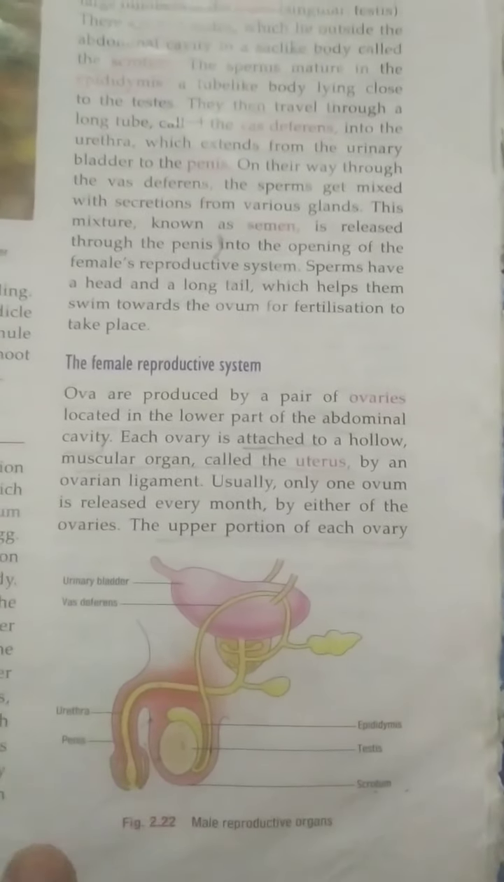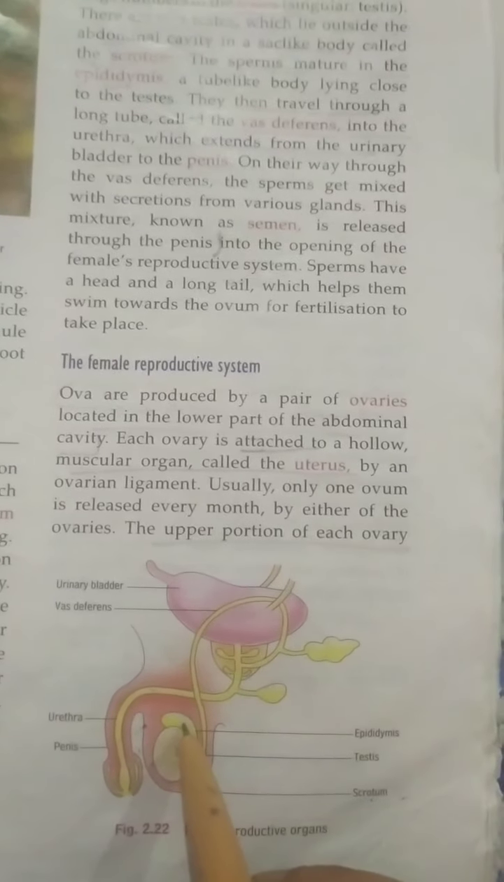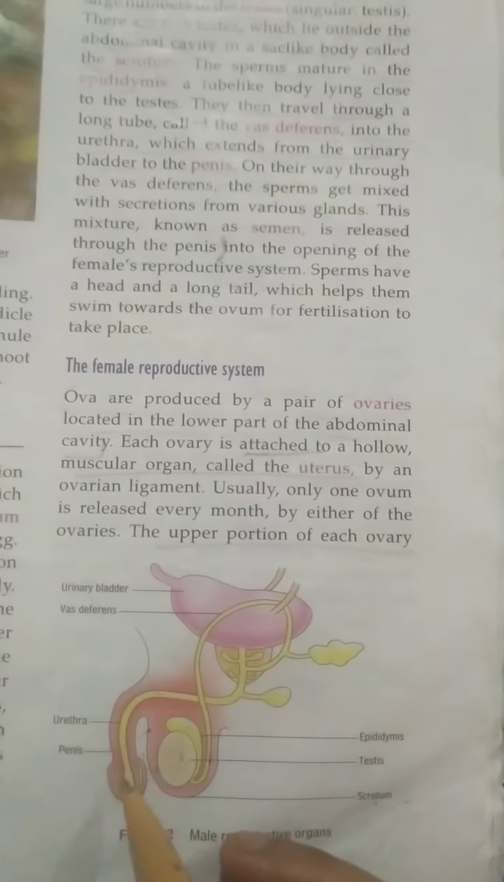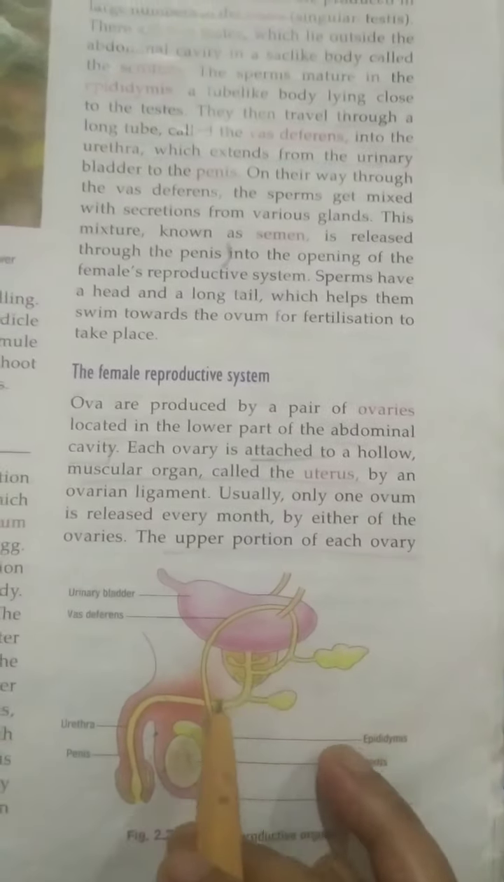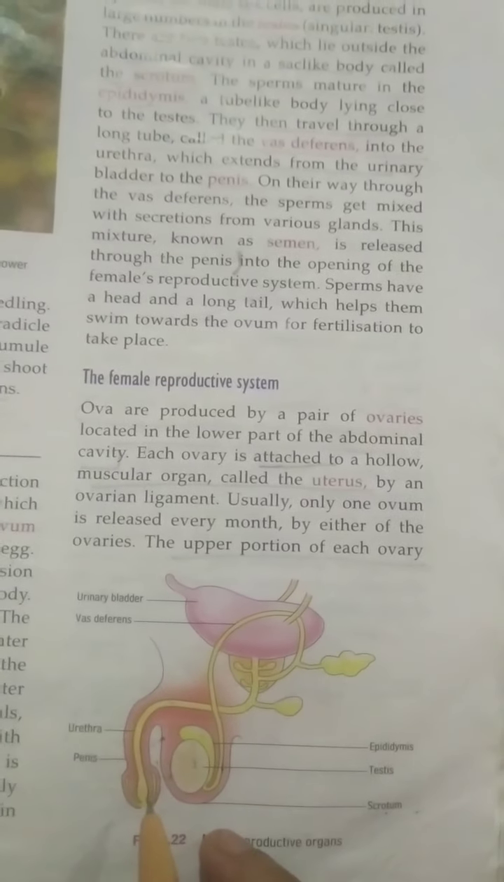So students, you know that sperms are formed in the testes, mature in the epididymis, and then reach the vas deferens, from the vas deferens to the urethra and then the penis. On the way, secretions from the glands mix with the sperm and make the semen.